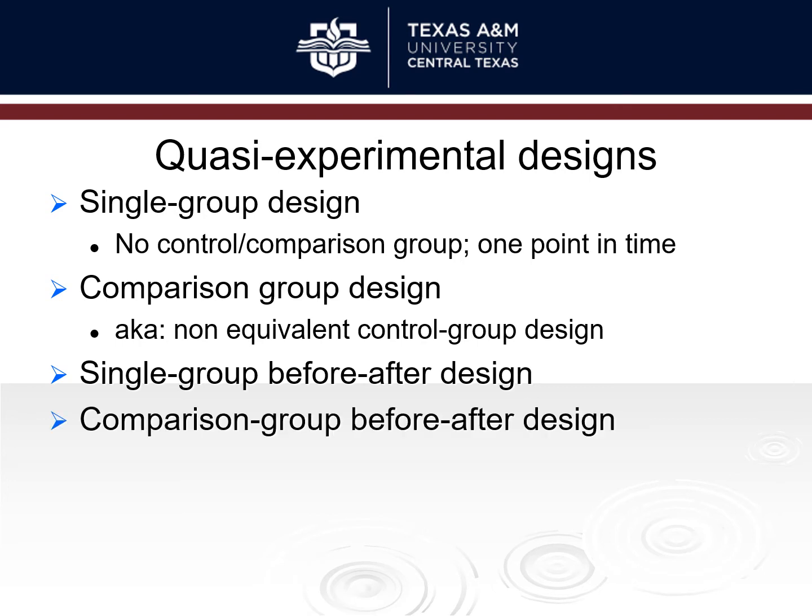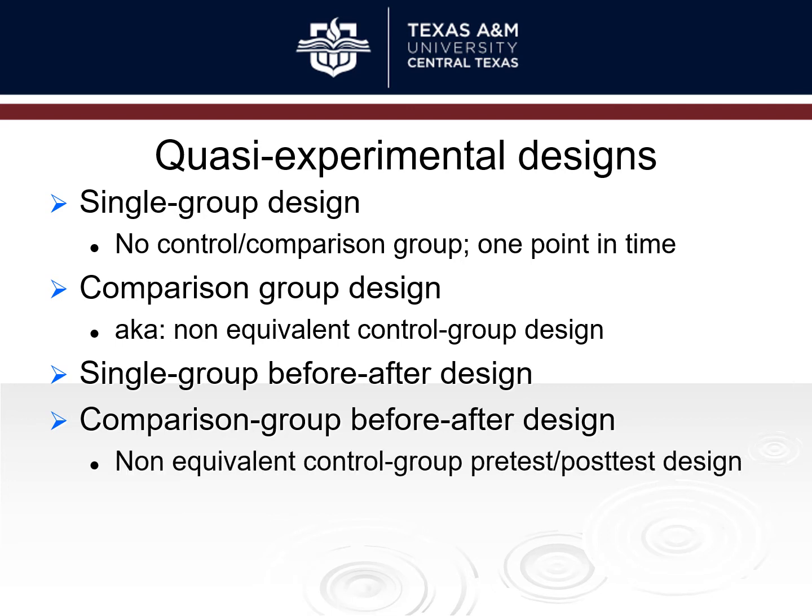So then you step up even further and say, okay, well, what about we combine these things and we do a comparison group before and after design? So you have two groups, and measure them both before and measure them both after. Also referred to as a non-equivalent control group, pre-test, post-test design. So of the ones we've talked about so far, this one will have the most internal validity, but it's still not quite to the experimental level because you're lacking that random assignment.